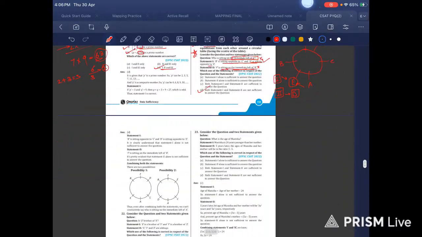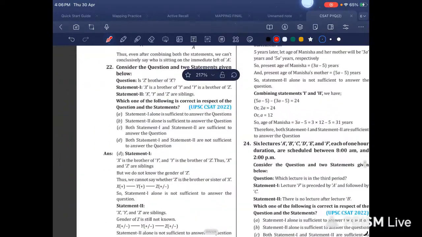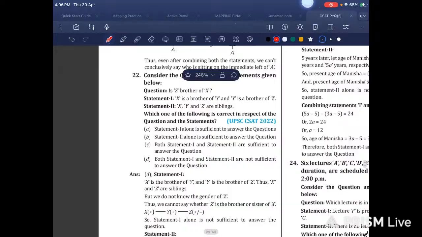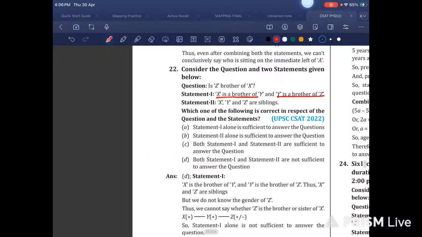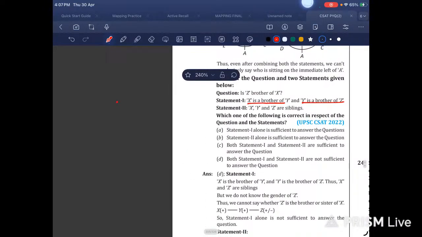We have 20, 21, 22. Is Z the brother of X? X is brother of Y. Y is brother of Z. X is brother of Y, and Y is brother of Z. X is male, Y is also male, Z we don't know. X and Y are siblings. Okay, agreed. Is Z the brother of X?